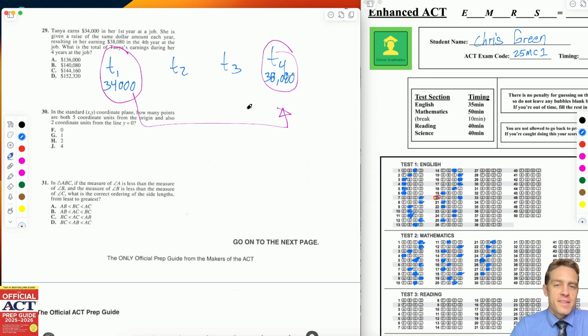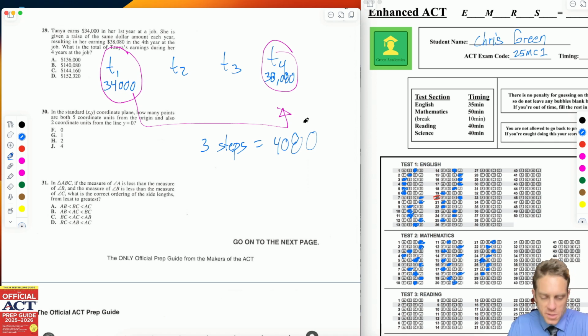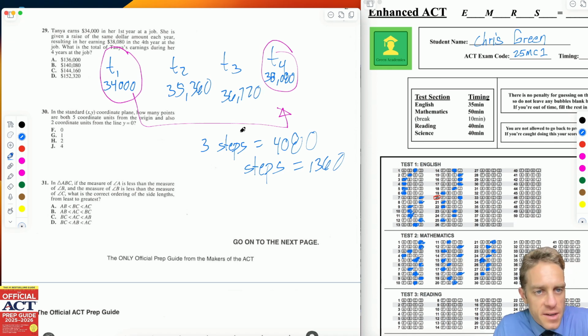So you could have said that 34,000 plus 3 steps gets you 38,080. So 3 steps equals 4,080, which makes each step worth 1,360. And then you can assign values here, right? So that would be 35,360. And this would be 36,720. What is the total of Tanya's earnings during her 4 years?